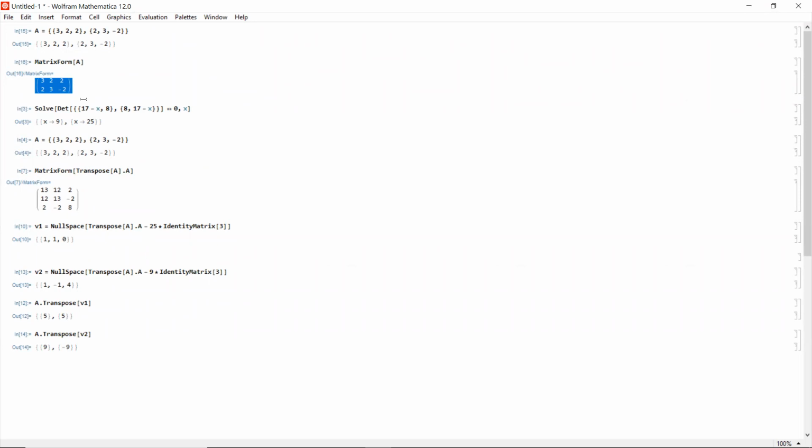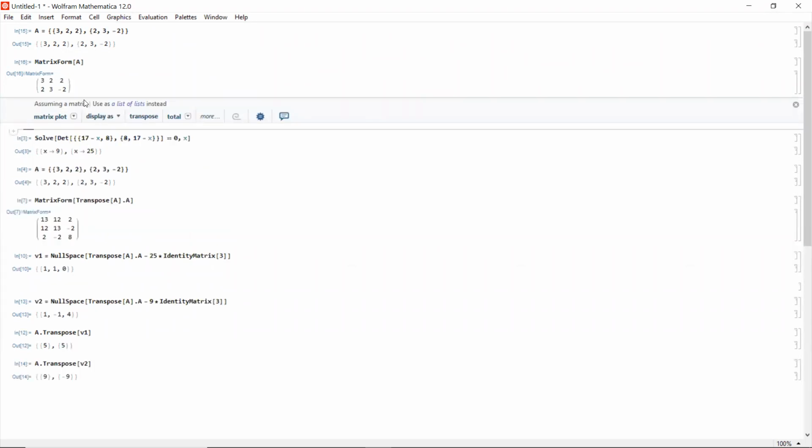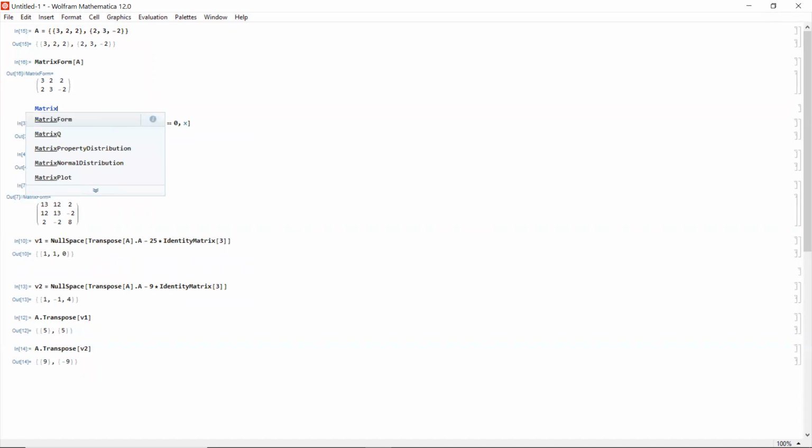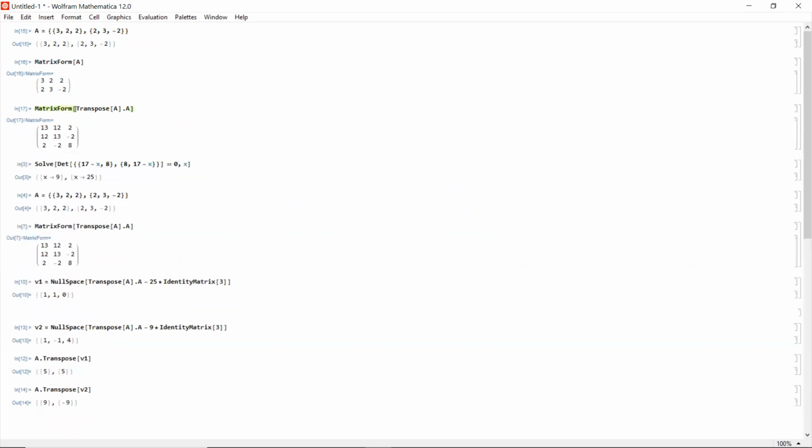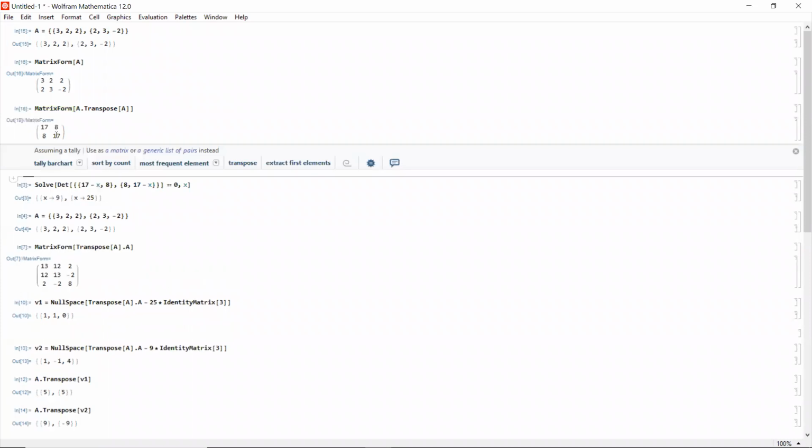And then we calculate A transpose A. No, we said A A transpose because it will be easier. So matrix form of A times transpose of A. Okay, this is the direction we don't want. So let's change the order. A A transpose. This is our 2 by 2 matrix we get.